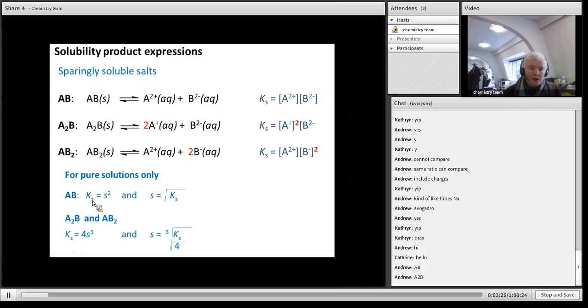So this is just a revision from last week, and then if I have an A2B or AB2, then I have this 4s cubed, or I take the cube root of Ks divided by 4. Now I've gone over that very quickly because I'm summarizing from last week. Are there any questions on that?